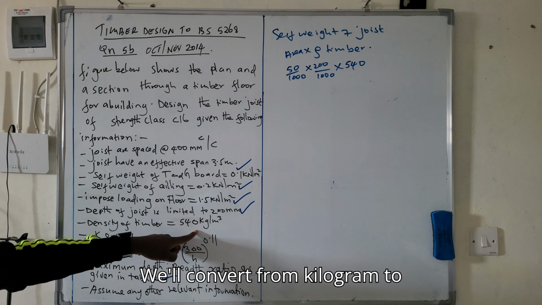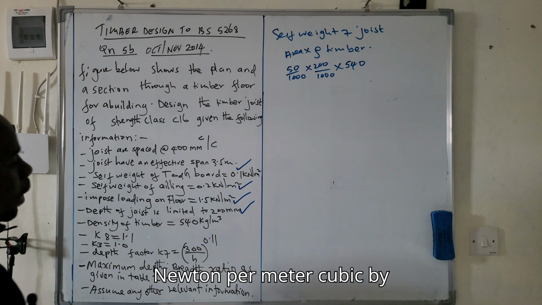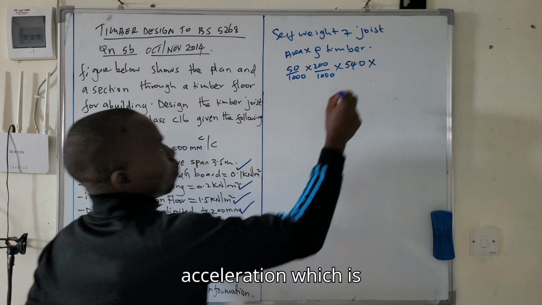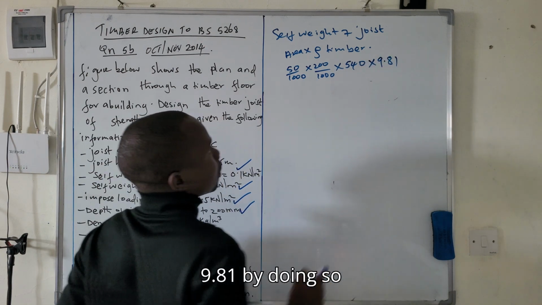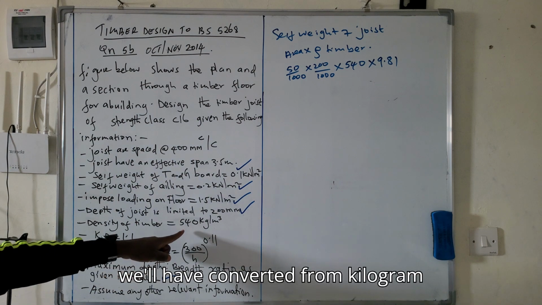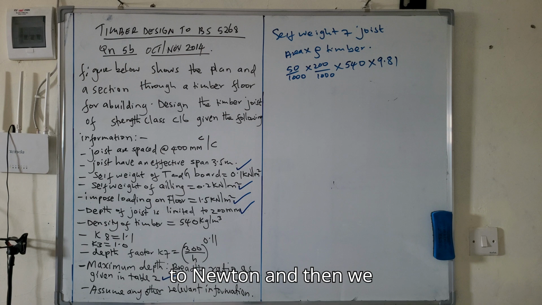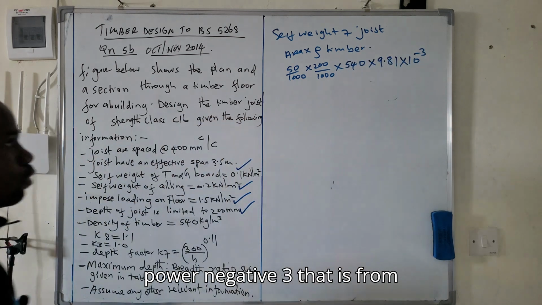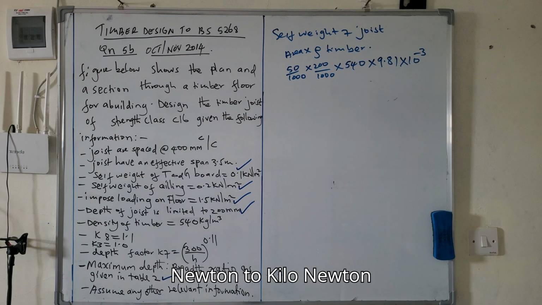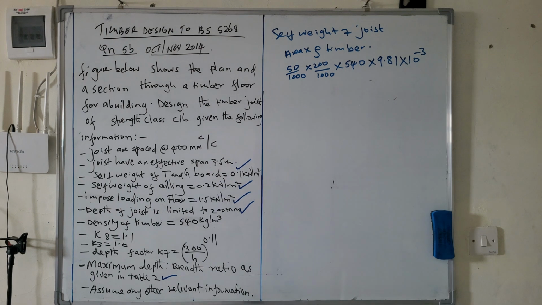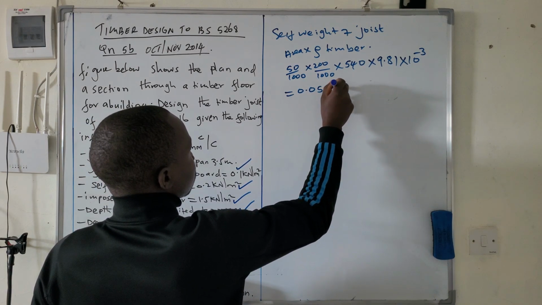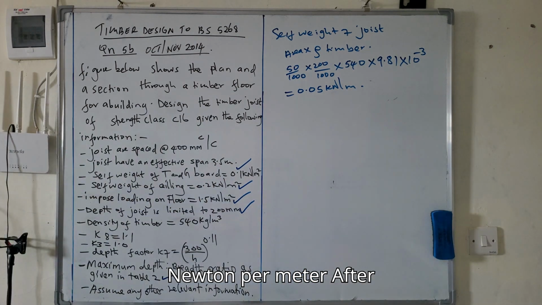We will convert from kilogram to Newton per meter cubic by multiplying 540 with gravitational acceleration, which is 9.81. By doing so, we will have converted from kilogram to Newton. And then we multiply by 10 raised to the power negative 3. That is from Newton to kilonewton. So the answer is 0.05 kilonewton per meter.